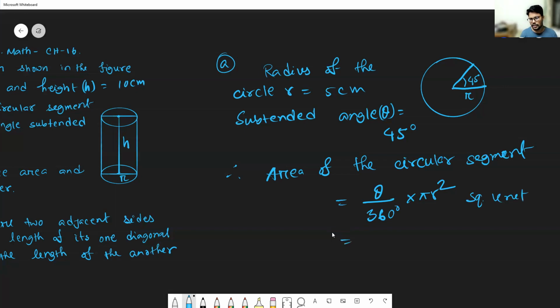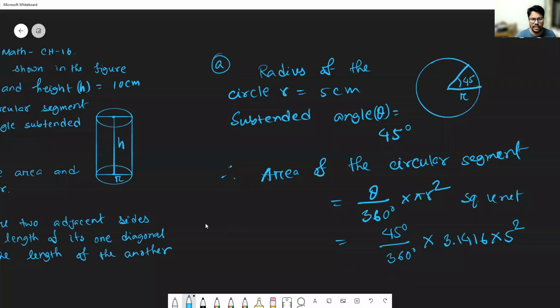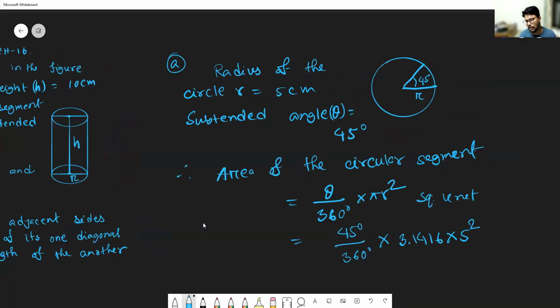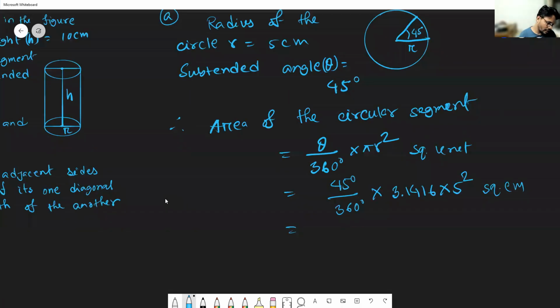So now theta means the given subtended angle 45, divided by 360 degree, and multiply pi, which is 3.1416, and r means 5 square. Since the given unit is centimeter, this will be square centimeter. Now do the calculation here. Finally you will get 9.818 square centimeter, and this is our answer for the circular segment.